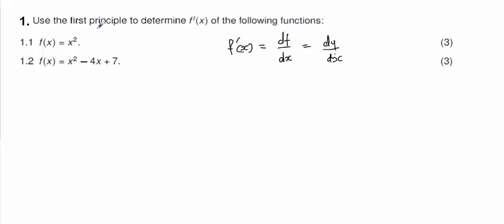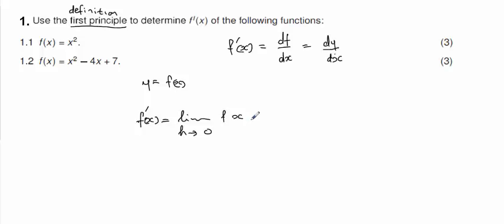Right. So when we talk of the first principle, sometimes people also talk of using the definition. You remember the derivative of a function y is equal to f of x is defined in terms of the incremental quotient. In this case, f prime x equals the limit as h tends to 0 of f of x plus h minus f of x all over h. Here, h denotes what we normally call the change in x.